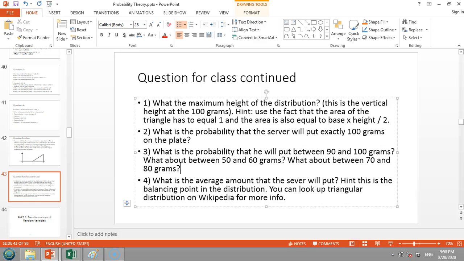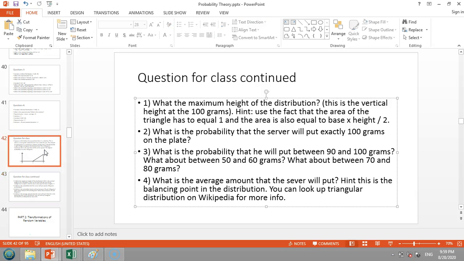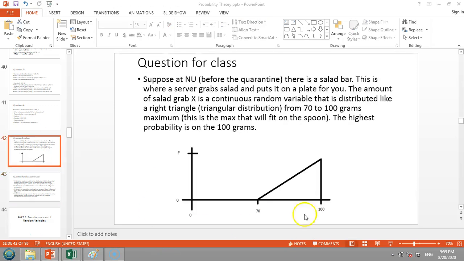What is the average amount that the server will put? Hint: this is the balancing point in the distribution. You can look up the triangular distribution on Wikipedia for the formulas, because again, it's a family of distributions. It's called the triangular one, or the triangle one. This family has parameters, and once you get the parameters, it'll give you the expected value and variance. But imagine you're trying to balance a triangle.